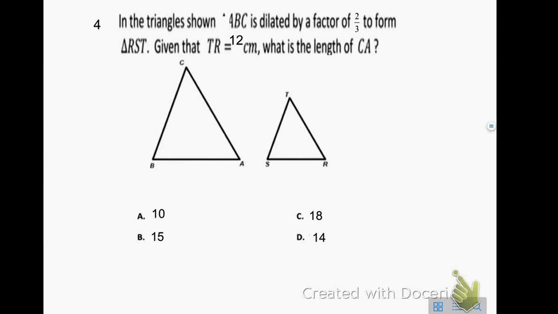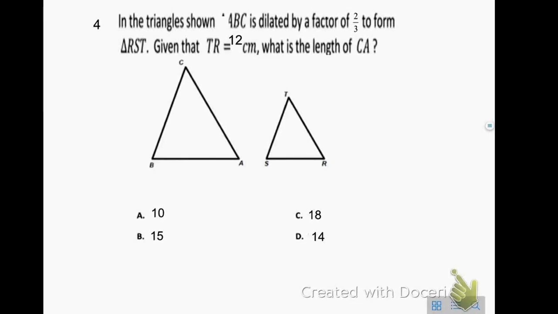Number 4, in the triangle shown, ABC is dilated by a factor of 2/3 to form triangle RST. Given that TR is 12 centimeters, what is the length of CA? So I would mark TR is 12, and I would put X for CA. There's lots of ways you can do this. One way that I like to do it is to use proportions because the triangles are similar. So I would set up my proportions, and I would say 2 is to 3 because that's my ratio, how it's dilated. And I would put 12 is to X.